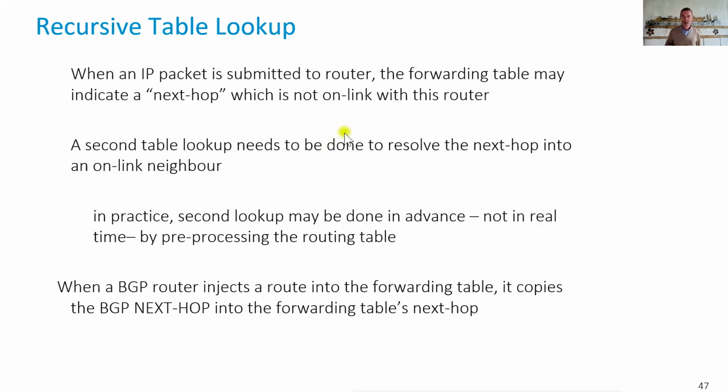Recursive table lookup means that we are allowed to write a next hop into the routing table which is not on link, which of course doesn't make sense. The next hop is where you send the packet using the MAC layer. But in order to allow BGP to put into the routing table its BGP next hop, we allow this to happen. Of course, in practice, the next hop that you find in the routing table is not useful. So you need to do a second table lookup to resolve the non-on-link next hop into one that hopefully is on-link. So this is exactly what is done in the context of BGP.